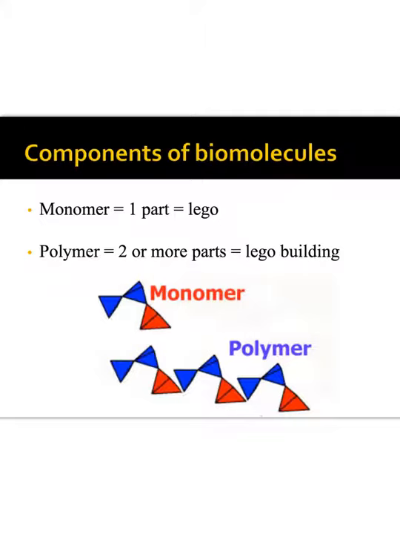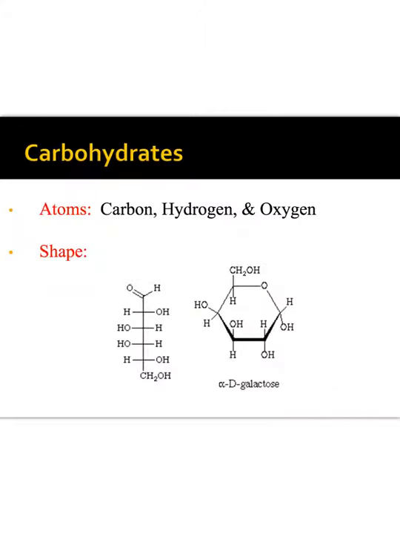Okay, so now we're going to talk about monomers and polymers. Mono means 1, mer means part, so 1 part. 1 part in terms of biomolecules consists of many atoms. A polymer, that is many parts. Poly is many, mer means part. So we're going to put a bunch of monomers together to make polymers. So the first up we're going to talk about is carbohydrates.